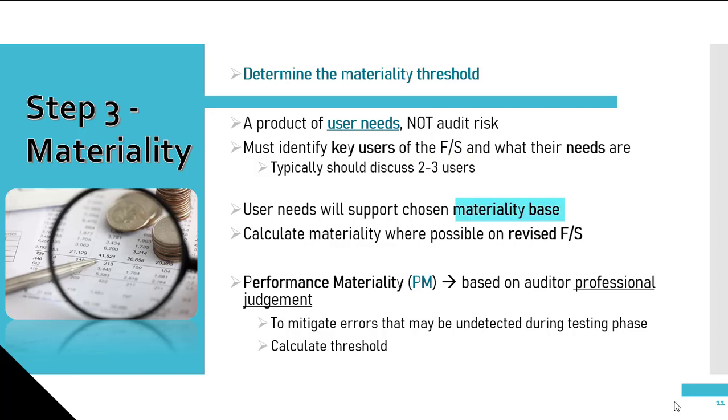It's also important to calculate materiality, where possible, on revised financial statements, that is, after the financial reporting corrections you make. Performance materiality is based on the auditor's professional judgment and is associated with the risk of the engagement. This serves to mitigate errors that may not be detected during the testing phase.